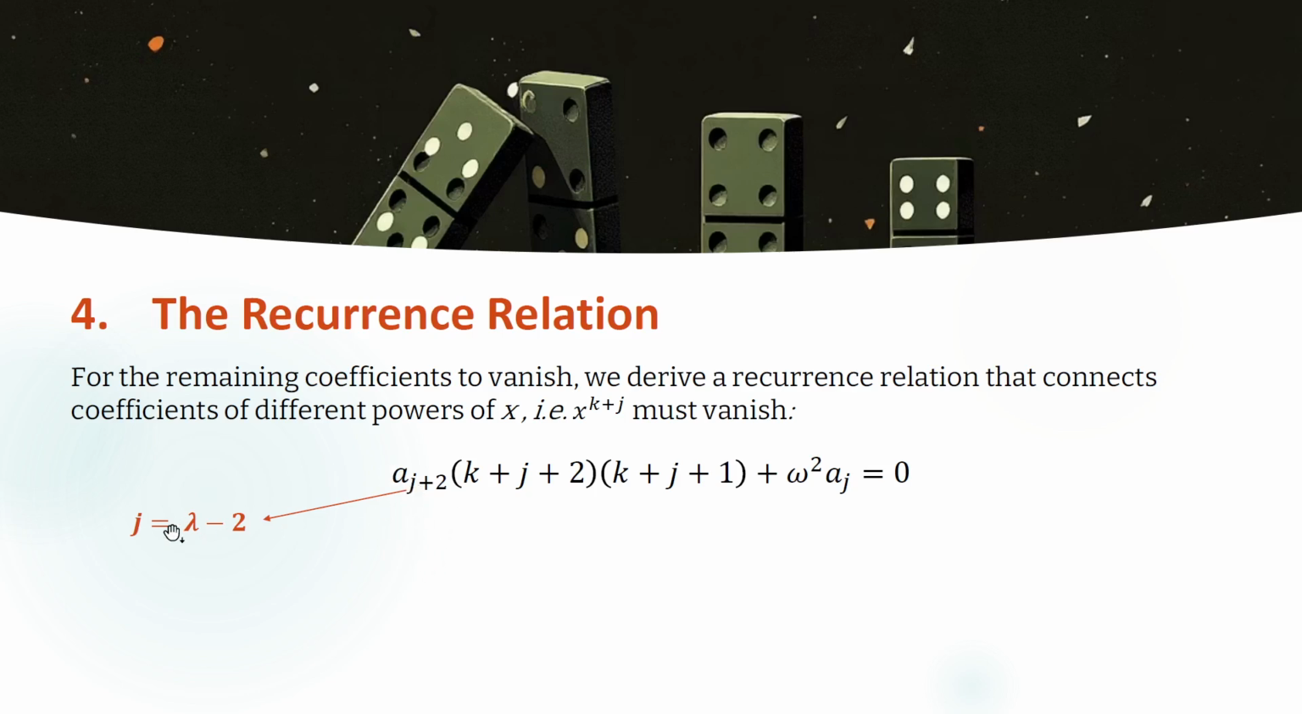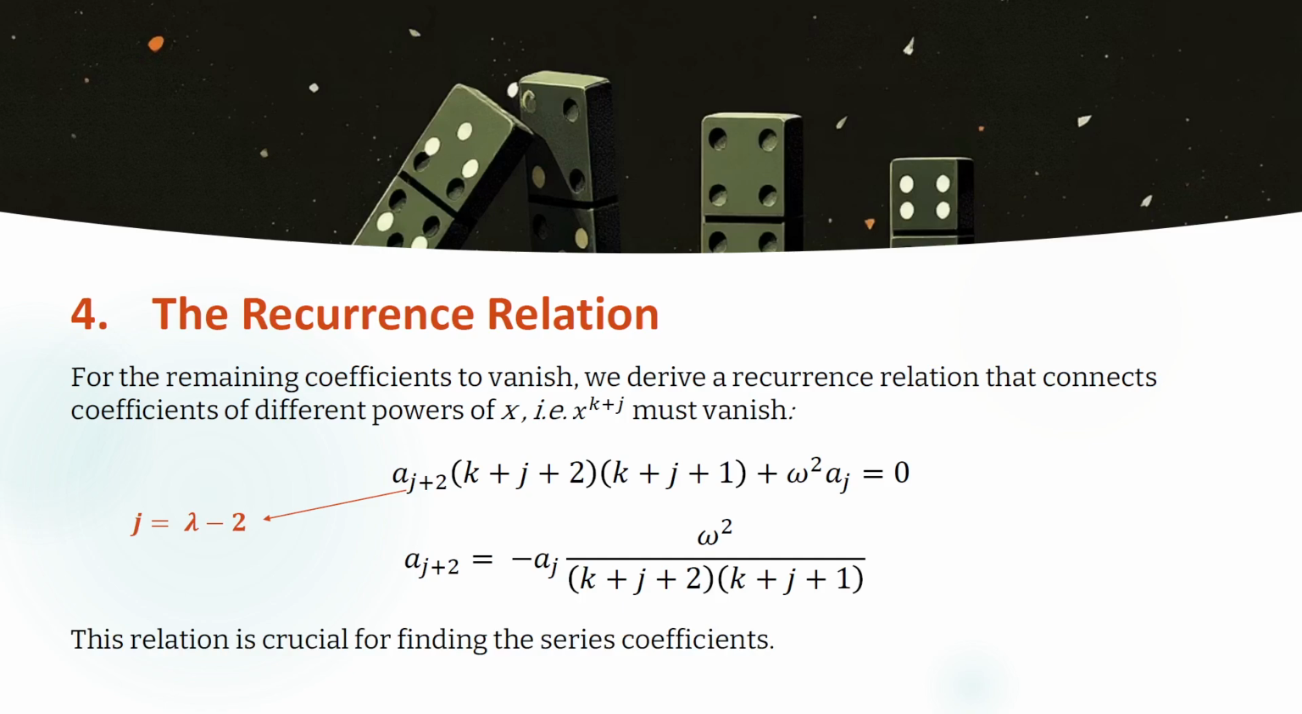Now, if we plug this back into our equation, you can notice that we arrive at the same equation as the previous equation. By solving for a sub j plus 2, of course, you just have to transpose this to the other side of the equal sign and then divide both sides by this quantity. So we have a sub j plus 2 is equal to negative a sub j times omega squared over k plus j plus 2 times k plus j plus 1.